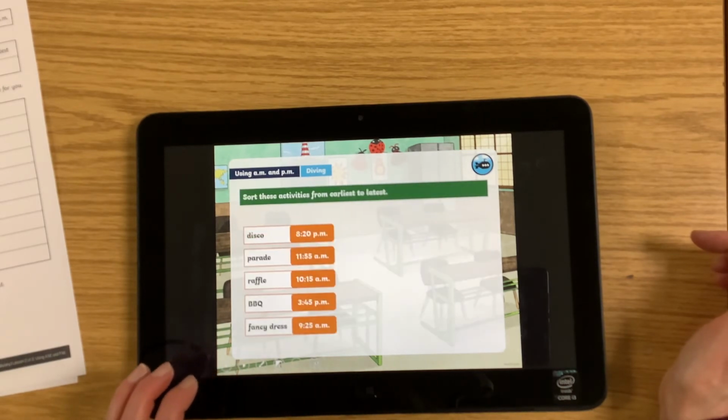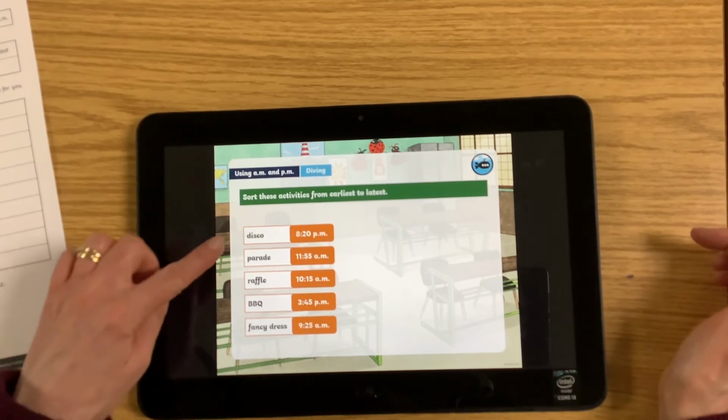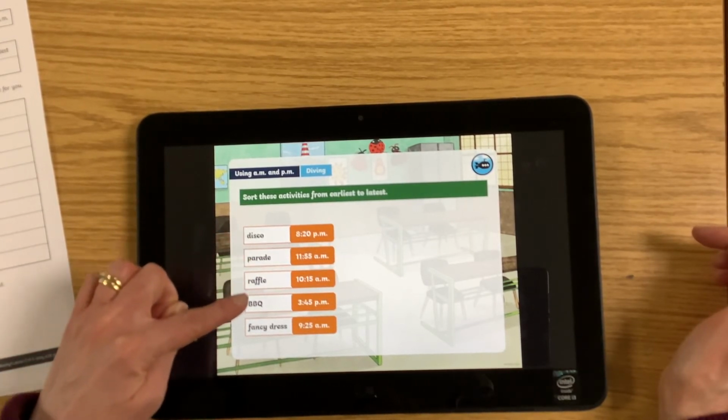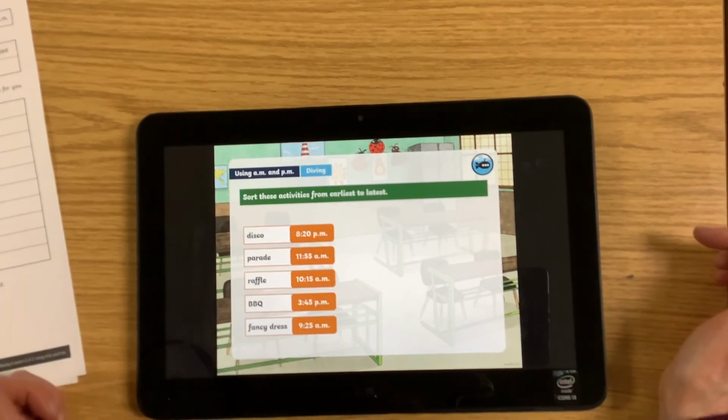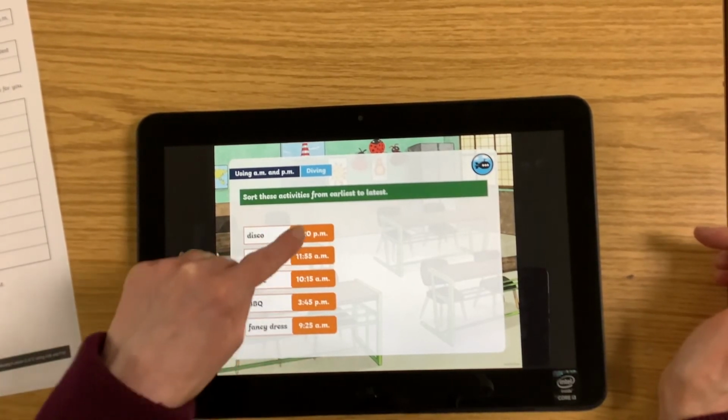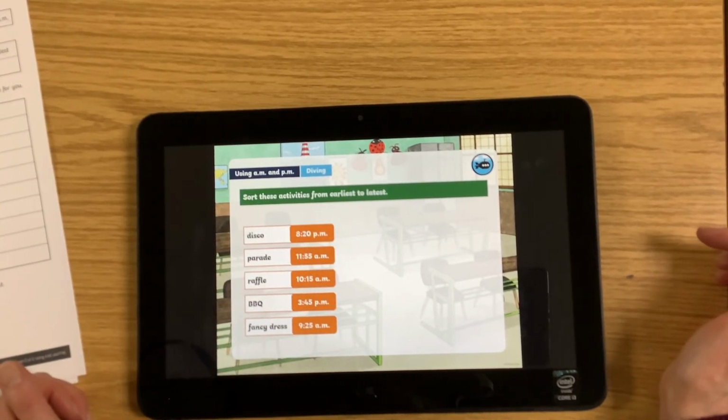Now, let's have a look at these times. If there was a special event going on and there were lots of wonderful things happening at that special event, like a disco, a parade, a raffle, a barbecue and fancy dress, I've got the time of these 5 different events, 5 activities. I wonder, can you work out which one's going to come first in the day? Well, we know that AM times come before PM times. So what are the AM times?